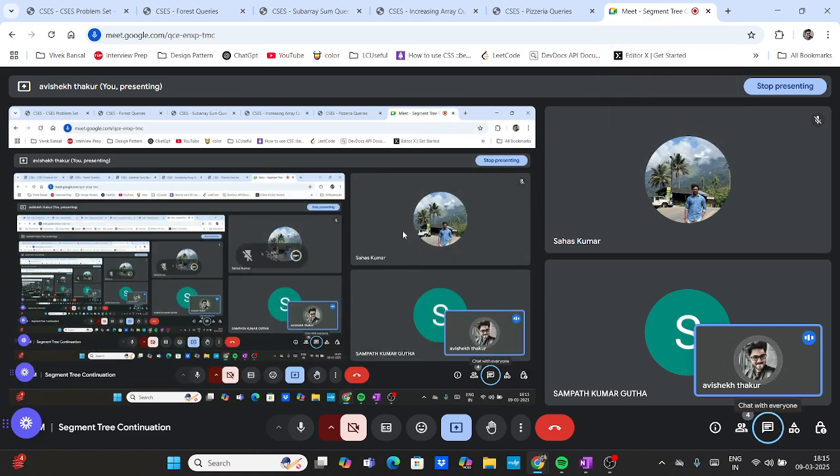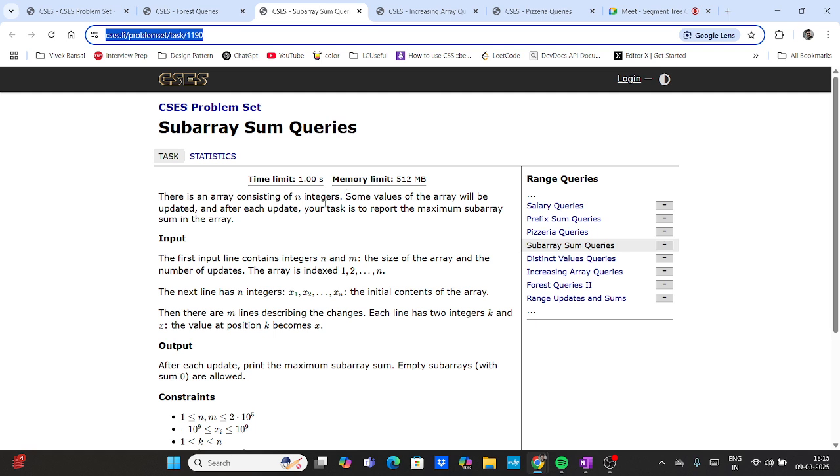So did you guys read the question and did you understand what it was? Right, so we do have an array, and some values of the array will be updated and you need to tell the maximum subarray sum in the array.